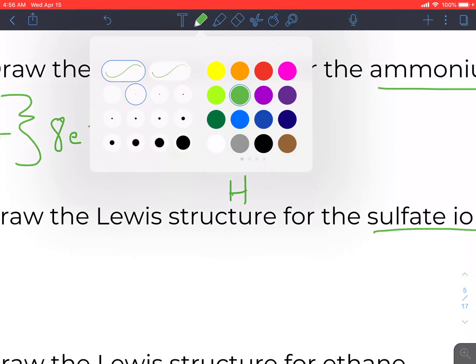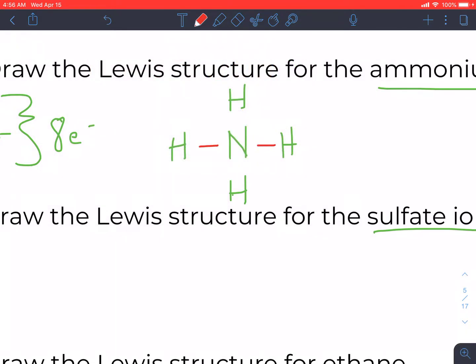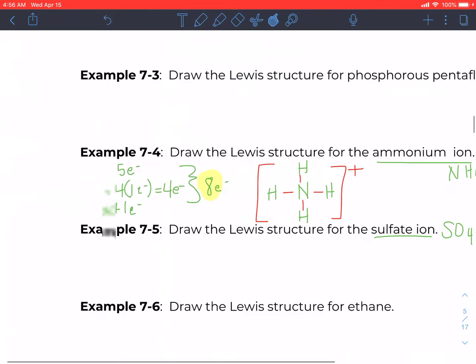And we're going to make our bonds between them. Okay, each line represents 2 electrons being shared between nitrogen and hydrogen. So we have 2, 4, 6, 8. And that concludes all 8 of the electrons we have to give. So the only thing we need to do here now is put brackets and a plus, and this would be our charge, or our structure.